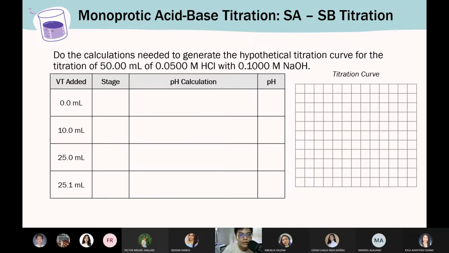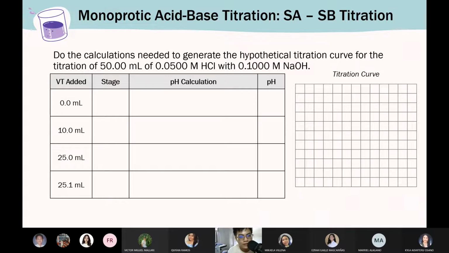Okay? So, let's have some titration. Let's try this one. Do the calculations needed to generate the hypothetical titration curve for the titration of 50 ml of 0.05 molar HCl with 0.1 molar sodium hydroxide. Ganito yung problems madalas dito.